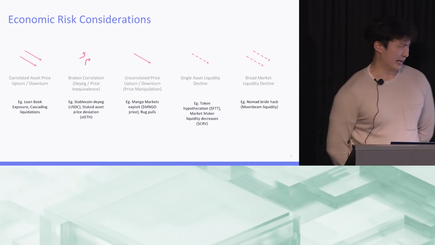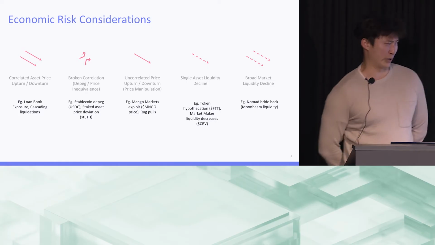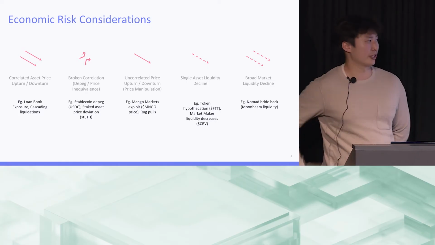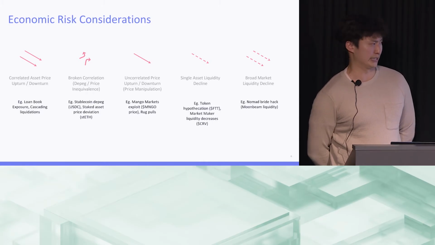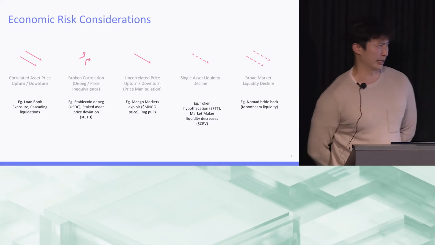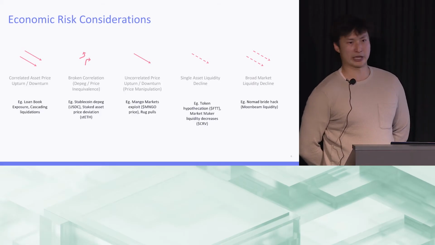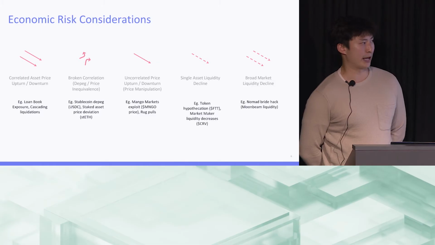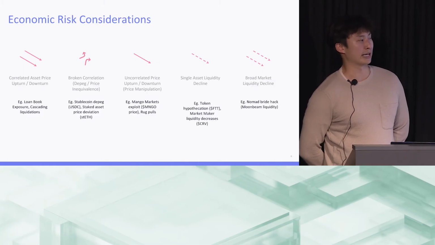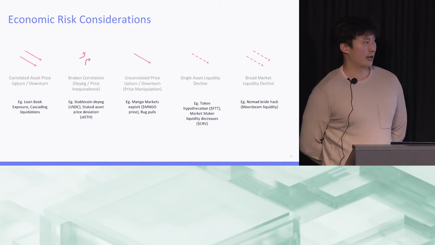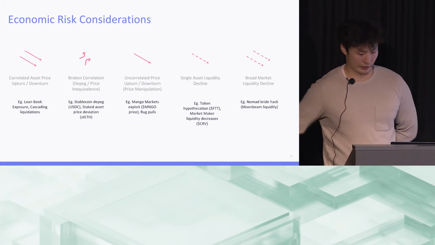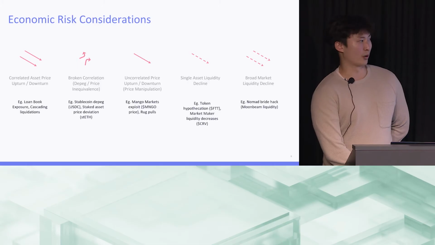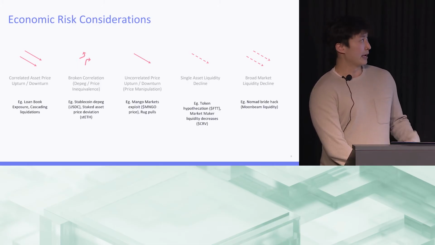So you could have various token rehypothecation events, such as with the FTT token, or market maker liquidity decreases. And then you could also think of broad market liquidity decline. So if you take some bridge hack where all of the liquidity on an ecosystem is handcuffed, that could also be a very important consideration for economic risks in the ecosystem.